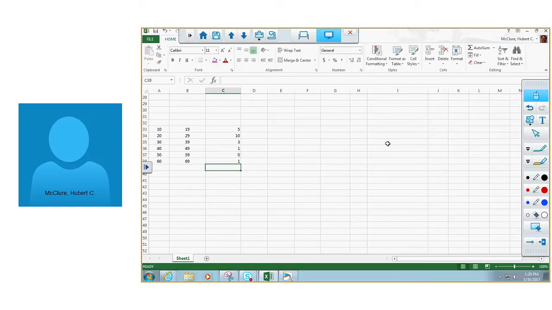Okay, now I want you to find the mean and standard deviation of this class. The first thing you're going to have to do is find the mean. And that is the summation of f times x over the summation of f. And this is f right here.